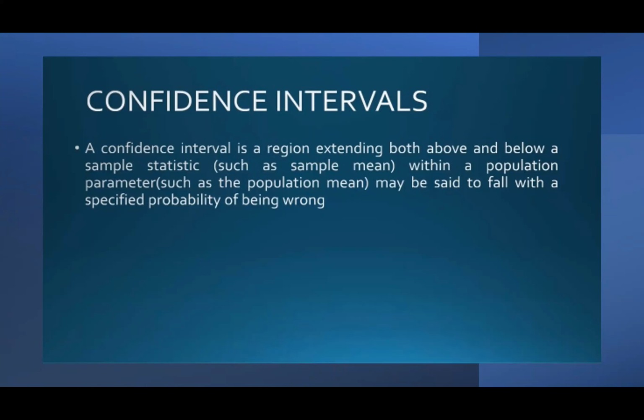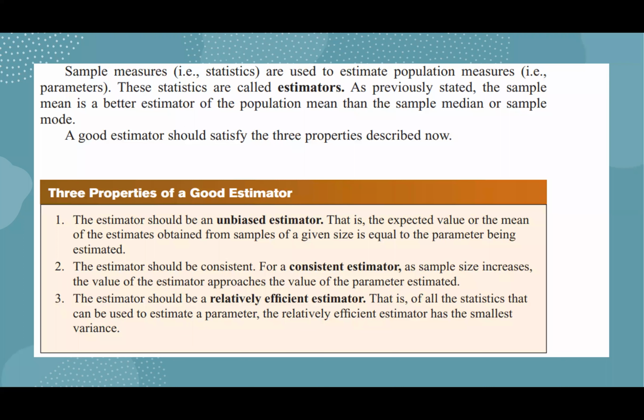First comes confidence intervals. A confidence interval is a region extending both above and below a sample statistic, such as the sample mean, within which a population parameter, such as a population mean, may be said to fall with a specified probability of being wrong. That is called confidence interval. Sample measure statistics are used to estimate population measures. These statistics are called estimators. And the sample mean is a better estimate of the population mean than the sample median or sample mode.